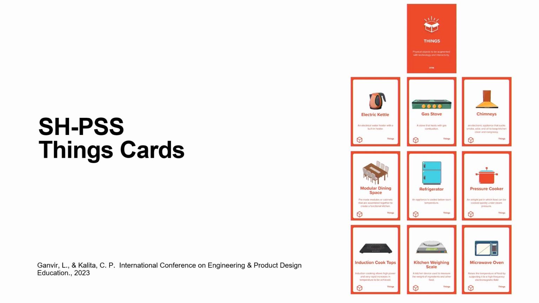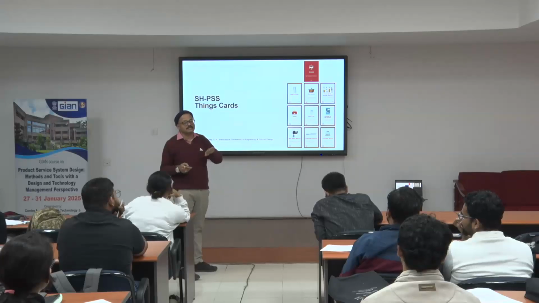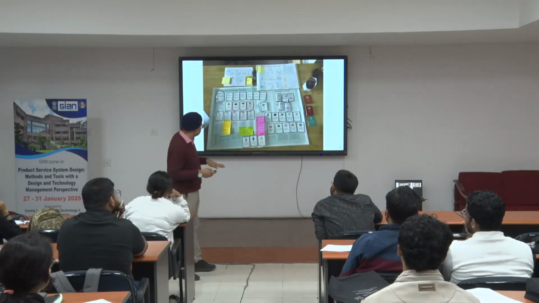Things considered were electric kettle, gas stove, chimneys, modular dining space, refrigerator, pressure cooker, induction cooktops, kitchen weighing scale, microwave oven, right. I am just giving you some examples: water purifier, rice cooker, food grain storage machine, toaster, deep fryer, storage for wet dishes, atta maker machine, cutting accessories, lunchbox warmer. So, these were the different things that we had identified to be considered in the SSPSS design.